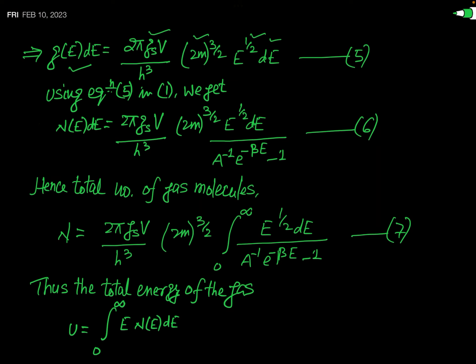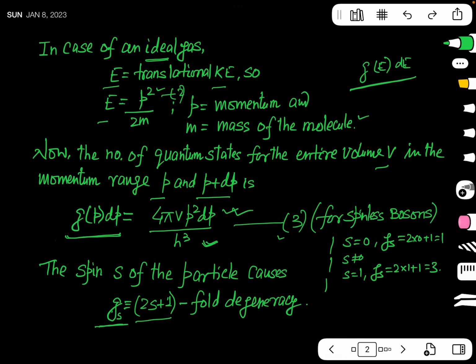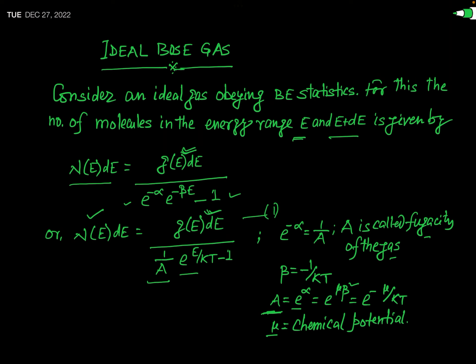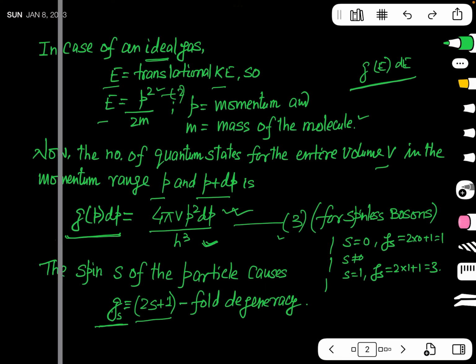Now we will substitute this value of g(E) dE in the first equation. You know that the first equation represents the number of molecules in this bosonic system having energy between E and E plus dE. This is N(E) dE, and in the right-hand side there is g(E) dE. So instead of this g(E) dE, we will write the value which we have just obtained. Let us put that value of g(E) dE.